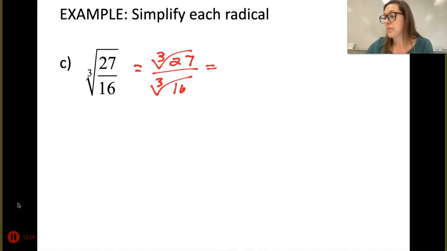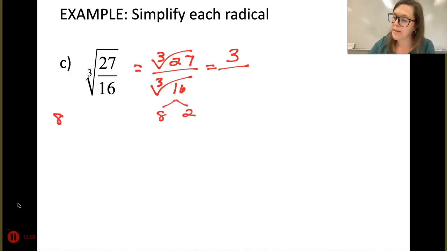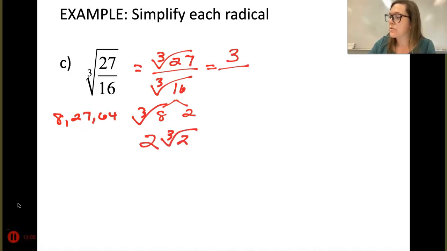Well, 27 is a perfect cube, that's 3. Cube root of 16 is not. That simplifies to 8 times 2, because remember my perfect cubes are 8, 27, 64. So the cube root of 8 is 2, and we're left with a cube root of 2. So that's in my denominator. So 2 cube roots of 2.